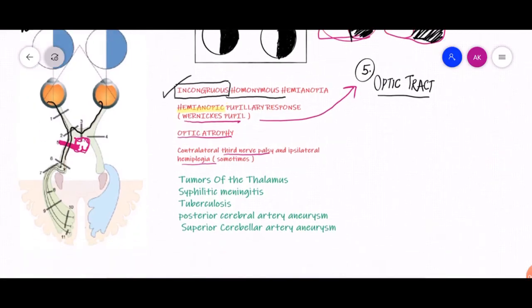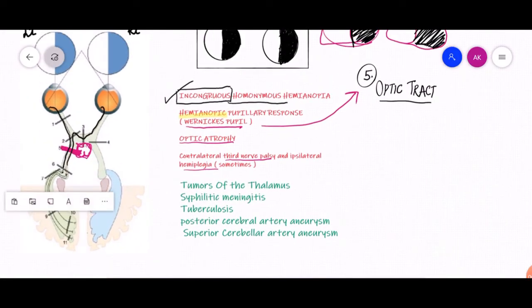Now, what are the lesions which can cause these optic tract lesions? Number one, they could be tumors of the thalamus. In my previous video, I told you how the optic tract is very closely related to the thalamus. Or it could be posterior cerebral artery aneurysms or superior cerebellar artery aneurysms. We know that the posterior cerebral artery will be coming like this, and the superior cerebellar arteries will be going somewhere like this. So aneurysms of these arteries can also affect the optic tract. Along with that, infections like syphilis and tuberculosis can also have a role in optic tract lesions.